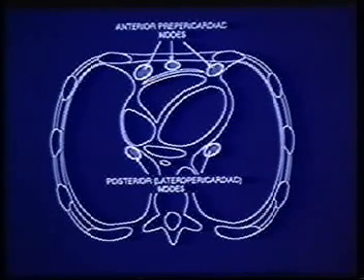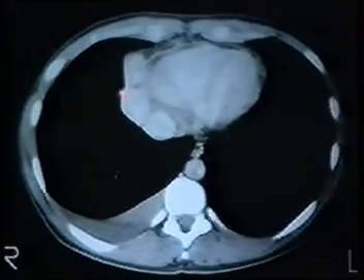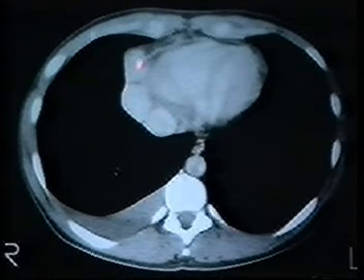Differential diagnosis of pericardiac lymph node enlargement involves metastases primarily and lymphoma, with lymphoma being far and away the most common cause. This is a patient who has a Hodgkin's lymphoma and involvement of two pericardiac lymph nodes, this being the inferior vena cava. But here, two very nicely seen enlarged pericardiac nodes.